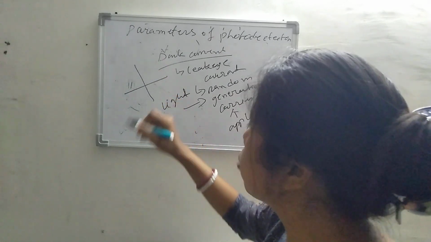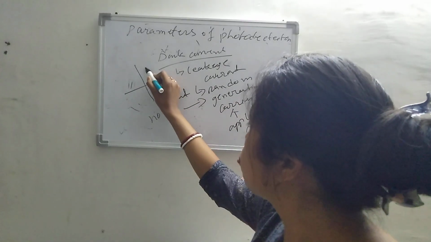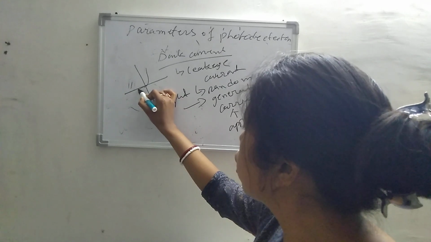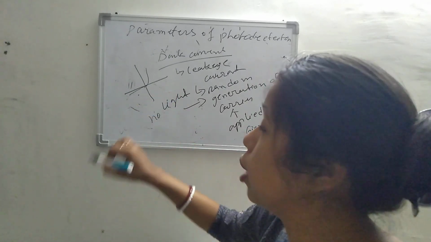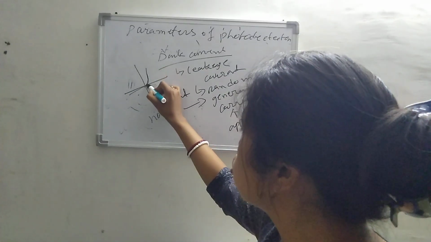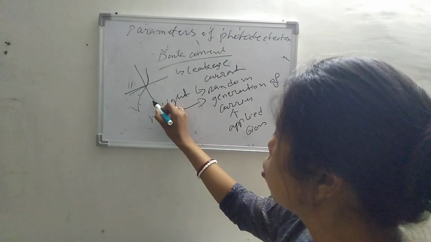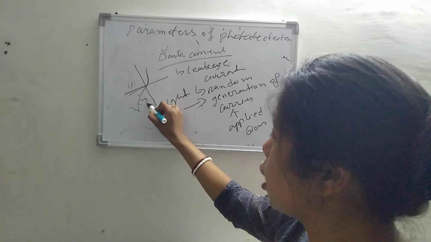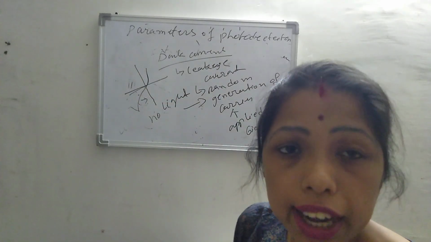So in case of a proper diode, you will get a small dark current in reverse bias. But if you are getting a large dark current, then the diode is not good. So here it is the large dark current, here is the small dark current.